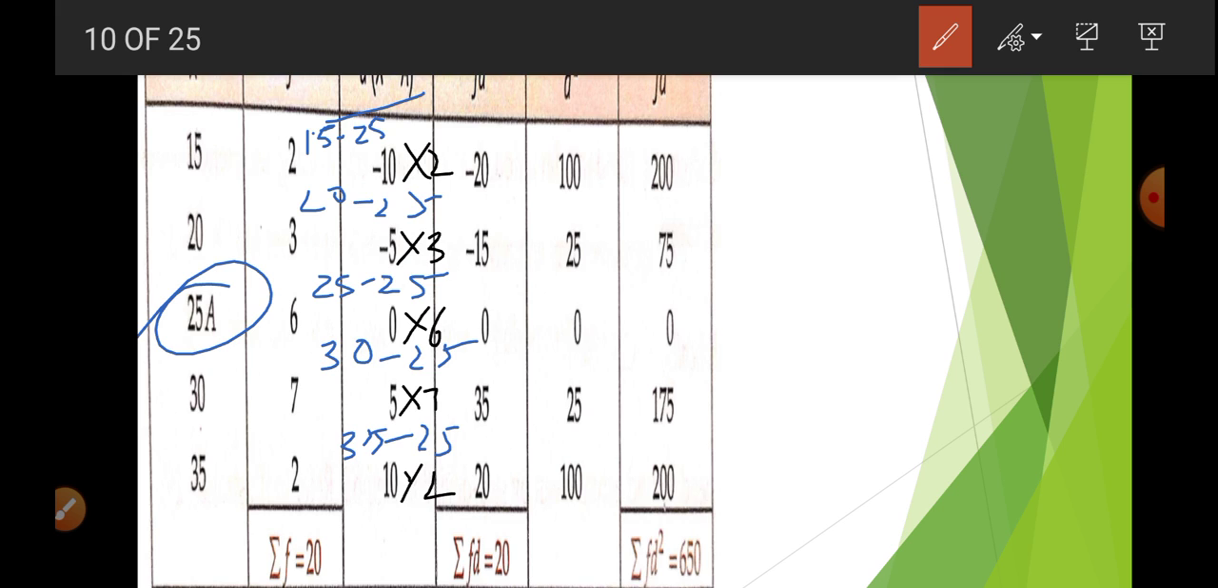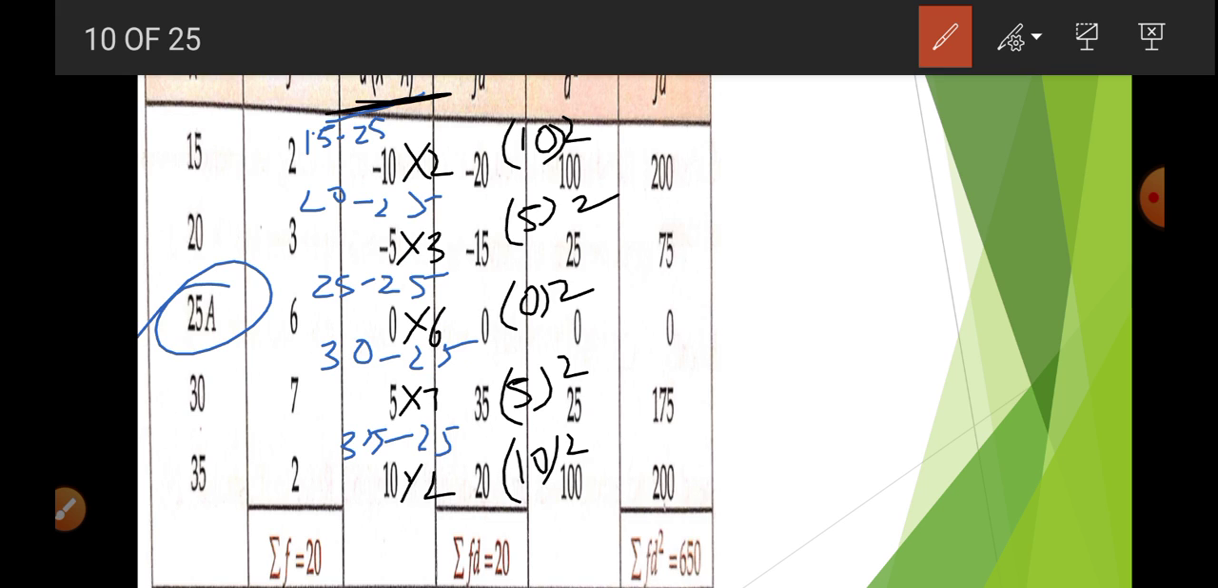Okay, now what we have to do is take the square of d. So the square of minus 10 is 100, then the square of minus 5 is 25, the square of 0 is 0, the square of 5 is 25, and the square of 10 is 100. So we have the square of d.